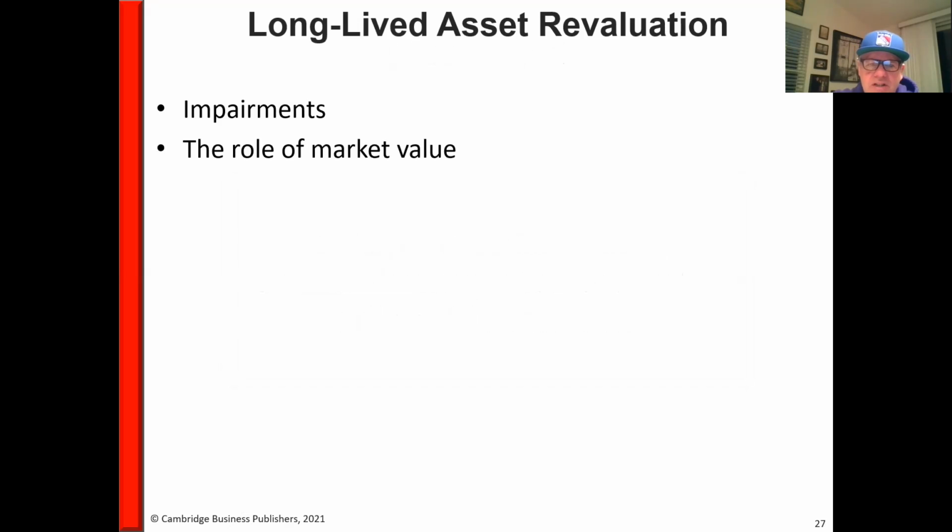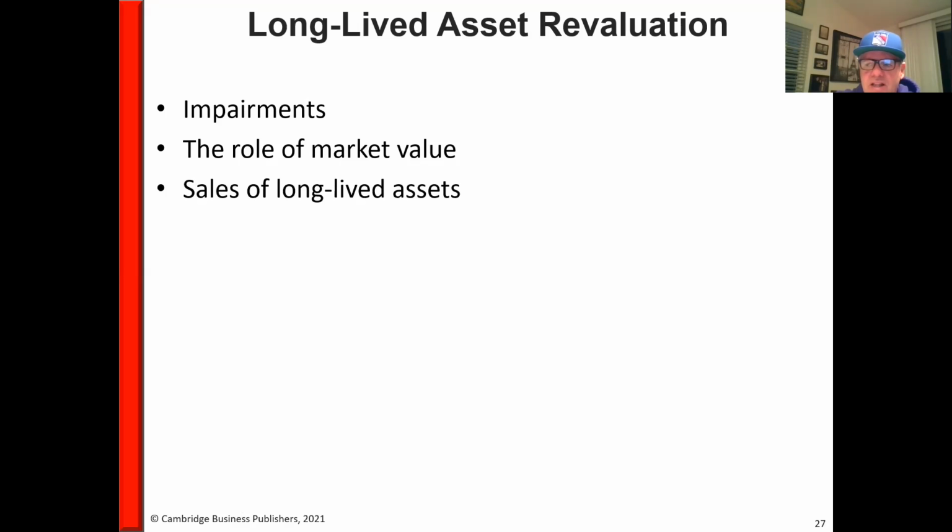We also, in this section, consider the role of market value. Under U.S. GAAP, we generally don't consider market value for long-lived assets. In the next chapter, you're going to see that we have a kind of violation of historical cost and conservatism. When we get to chapter 8, you're going to see that we adjust our marketable securities for market value. But under U.S. GAAP, we don't do that for our long-lived assets. We do, however, do it for international financial reporting.